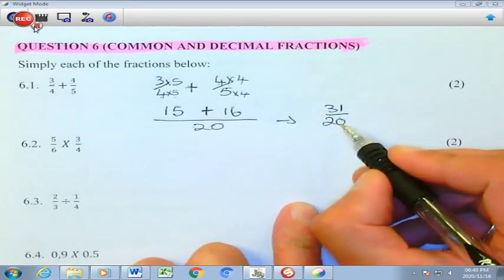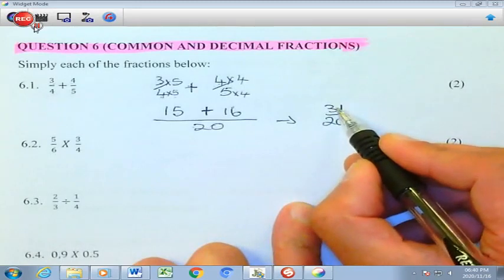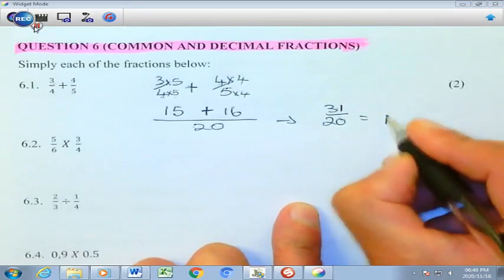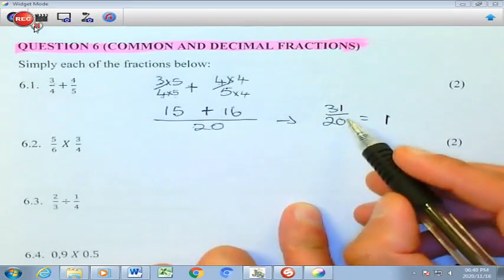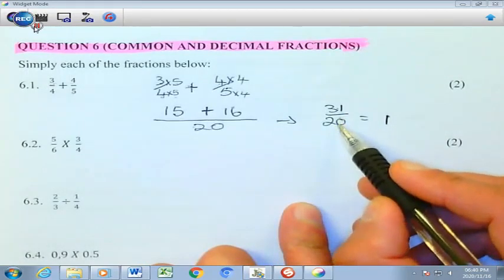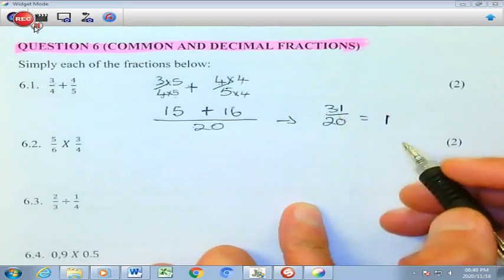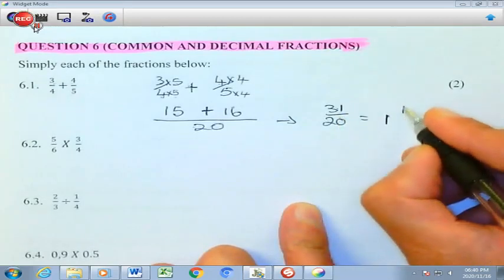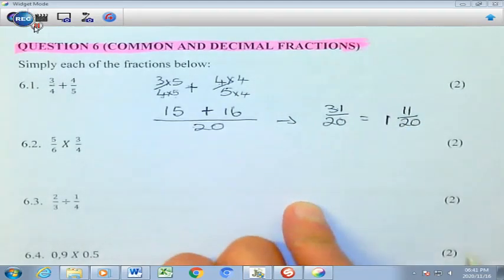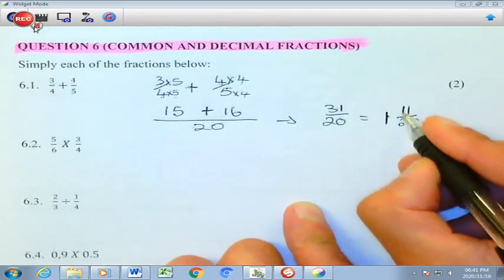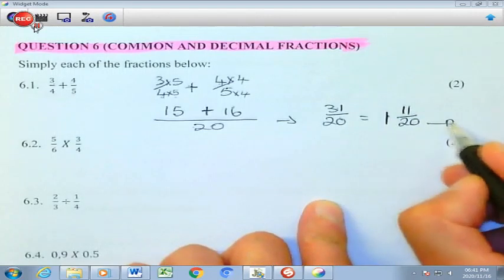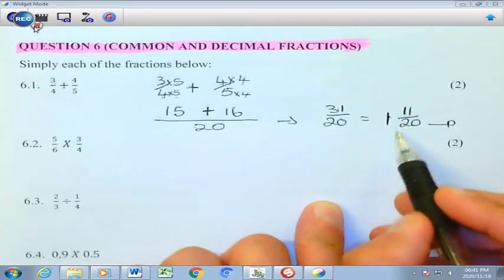You need to ask yourself, how many times does 20 go into 31? Once. Right? The answer is once. If that is only once, what is the difference between 20 and 31? That's going to be 11. So you're going to write 11 on top and the 20 remains at the bottom here. So that is 1 full, and 11 over 20 would be my answer when it is in a mixed number format.